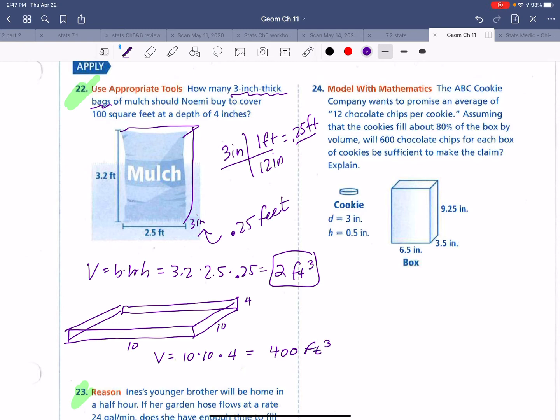All right, so how many of those? Let's divide by 2 and find out how many we need. 400 divided by 2, I get 200 bags of mulch.